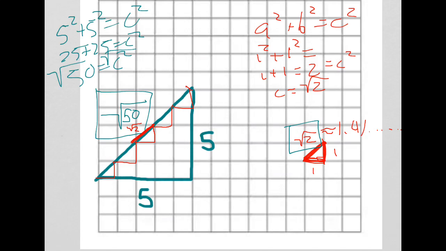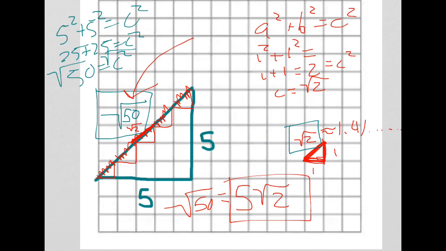Hey, that's right. You're totally correct. We're going to get 1, 2, 3, 4, 5 of those. So we can say that the square root of 50 is equivalent to 5 times the square root of 2. What we just did was we simplified that radical expression, the square root of 50, to a more algebraically simple radical expression, 5 times the square root of 2.